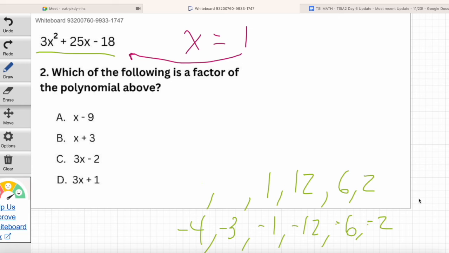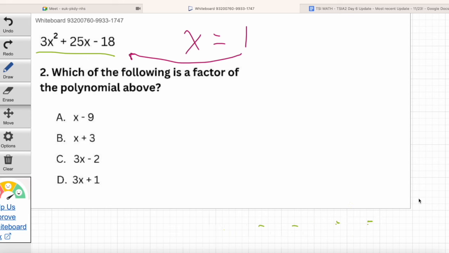So let me clear some space here on the whiteboard, and then let me see you plug in a 1 for x into the expression in the question. Now, be real careful when you're plugging in. I really recommend using parentheses, but just plug in a 1 for x into that 3x squared plus 25x minus 18, and let's just see what happens.